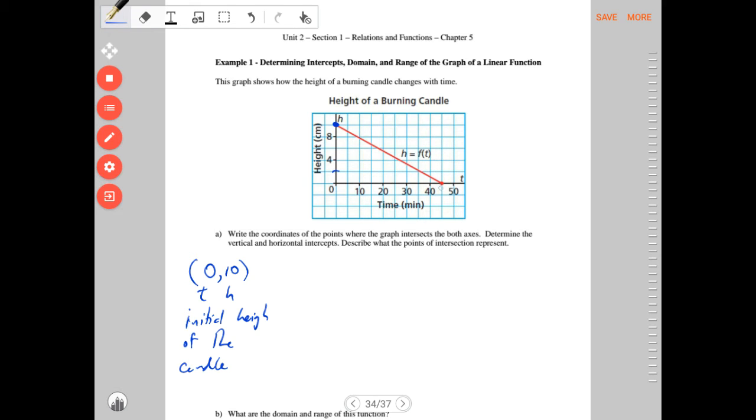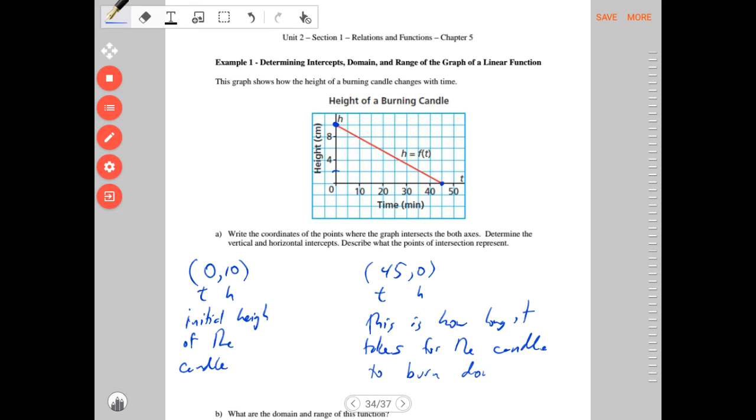The horizontal intercept is the point (45, 0). So the time is 45 and the height is 0. What that represents is how long it takes for the candle to burn down. Awesome. So that is all we need for part A.